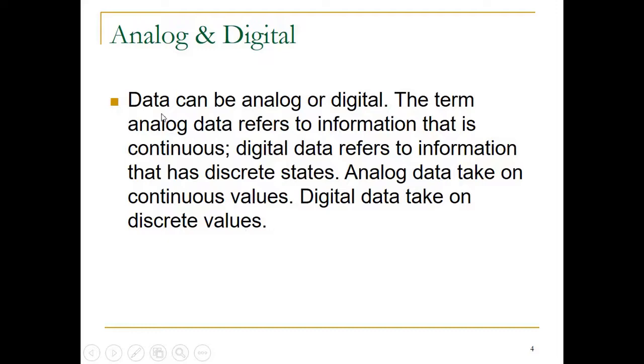So data can be analog or digital, and the term analog data refers to information that is continuous. So which means the values it takes will be what? Continuous values. And then when it comes to the digital part, since it relates to information that is discrete, the values it takes on will be discrete values. Okay.